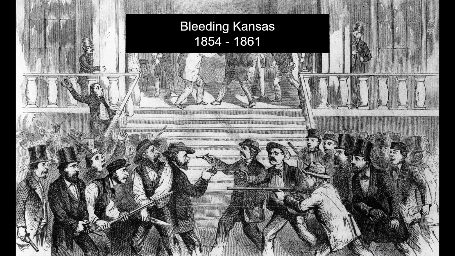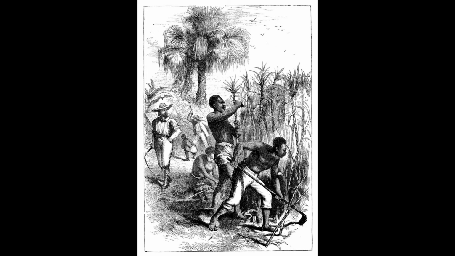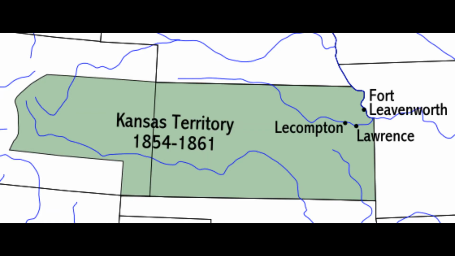Bleeding Kansas, 1854 to 1861. Fought over the issue of slavery between abolitionists, who didn't like slavery, and Southern settlers, who wanted slavery. It was mainly fought in the Kansas Territory, which wasn't a state back then.